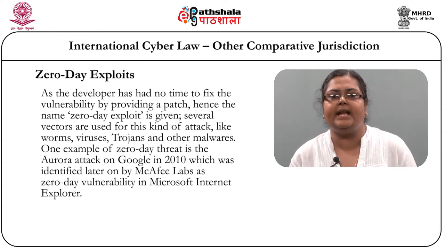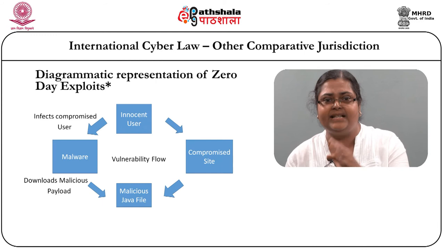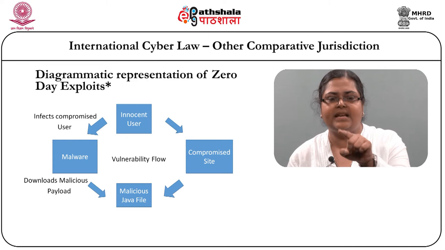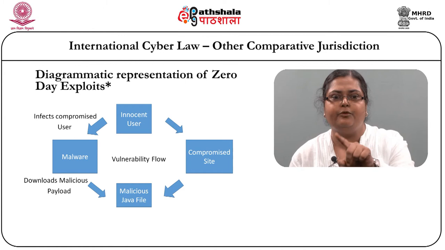So, I have told earlier also, it's a problematic zone. Sometimes the crime happens, and later on they realize what actually happened. So, always the rule breakers are one step ahead of the rule makers. Now, diagram wise, we can say there is an innocent user, there is a compromised site, a malicious Java file and malware. So, in this way they infect, and one vulnerability flow used to happen.